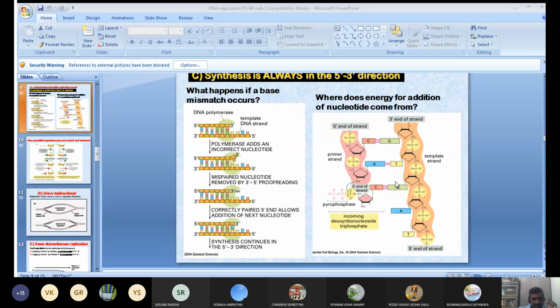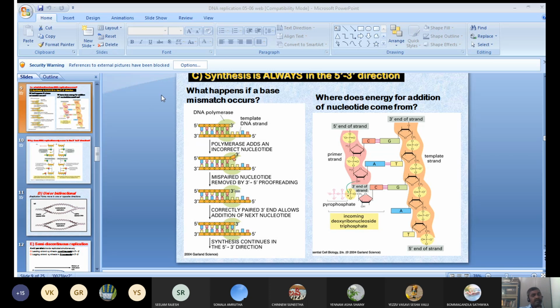So likewise, which nucleotide has to come as the upcoming nucleotide is decided by the sequence of the template strand. You see here, the template strand has a nucleotide sequence, and this nucleotide sequence will decide which nucleotide should be added next in the polymerization reaction. So that you can see.